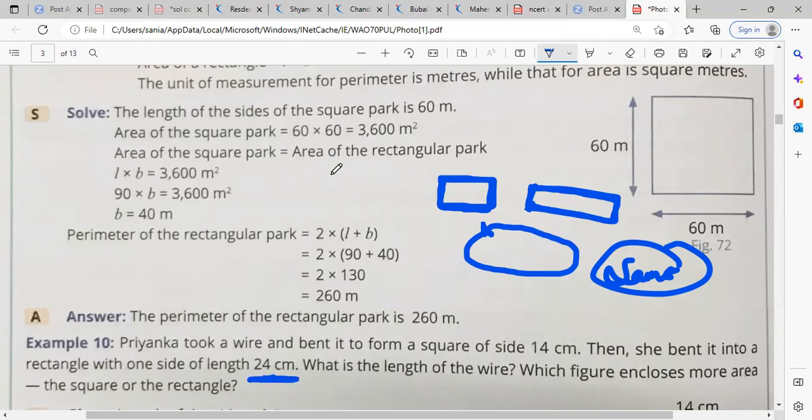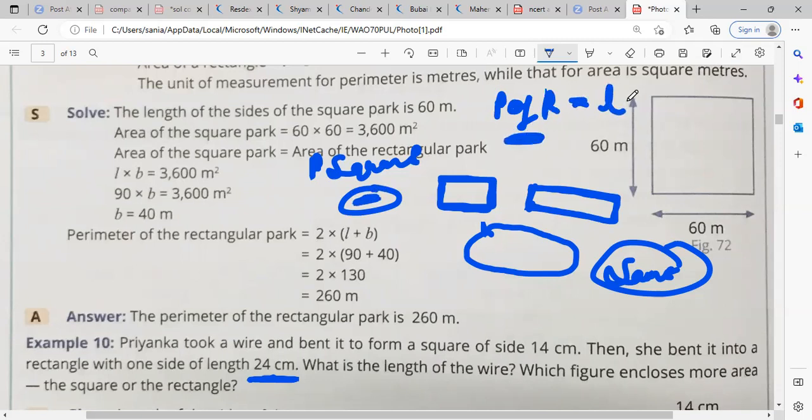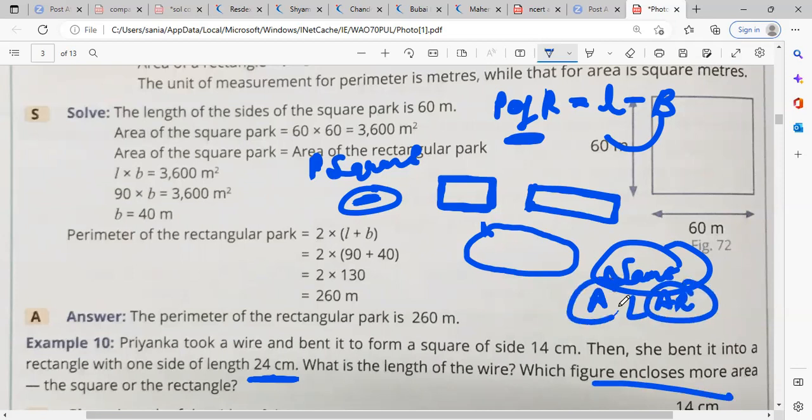Yes, ma'am. So over here, first you will find the perimeter of the square. Once you got the perimeter of the square, then you will find the perimeter of the rectangle. Whatever perimeter you got for the square, you will keep it here. And length is given, right? You have to find breadth. Clear? Okay, ma'am. So from here, you will find breadth. Then you have to tell one more thing. Which figure includes more area? Then you have to find the area of the square and the area of the rectangle. Whether the area of the square is larger or the area of the rectangle is larger, you have to find it. Clear? Okay, ma'am.